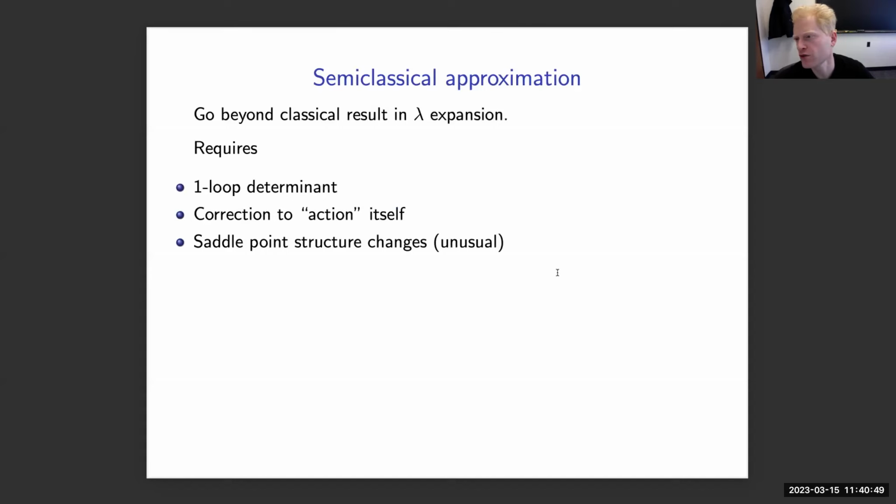So usually, if we want to go to the next order in saddle point, we just calculate the one loop determinant. However, what I would like to mention is that here there are more sources of correction. In addition to the one loop determinant, the analog of the action, which is what we had in the exponent, also gets corrected if we go to the next order in lambda. So the action itself gets a small correction, and we also need to take that into account.